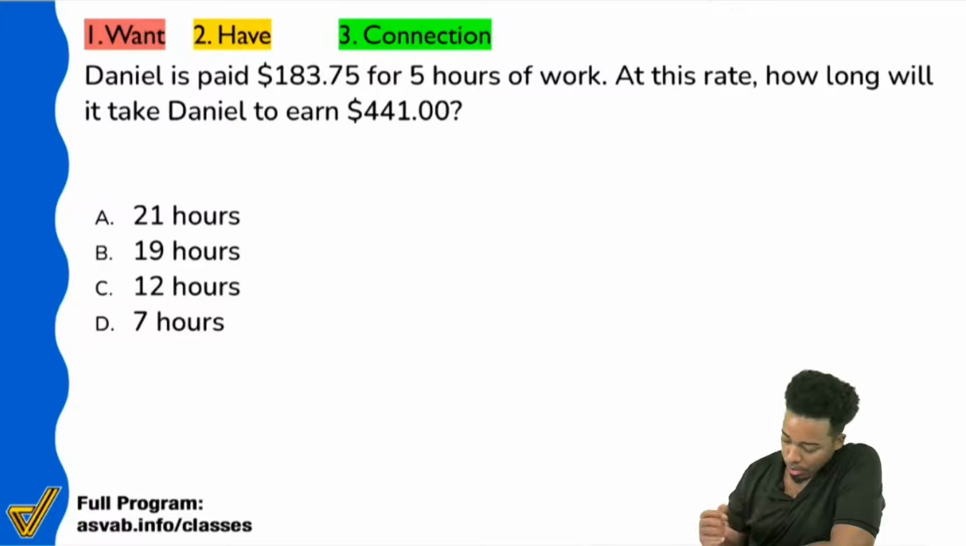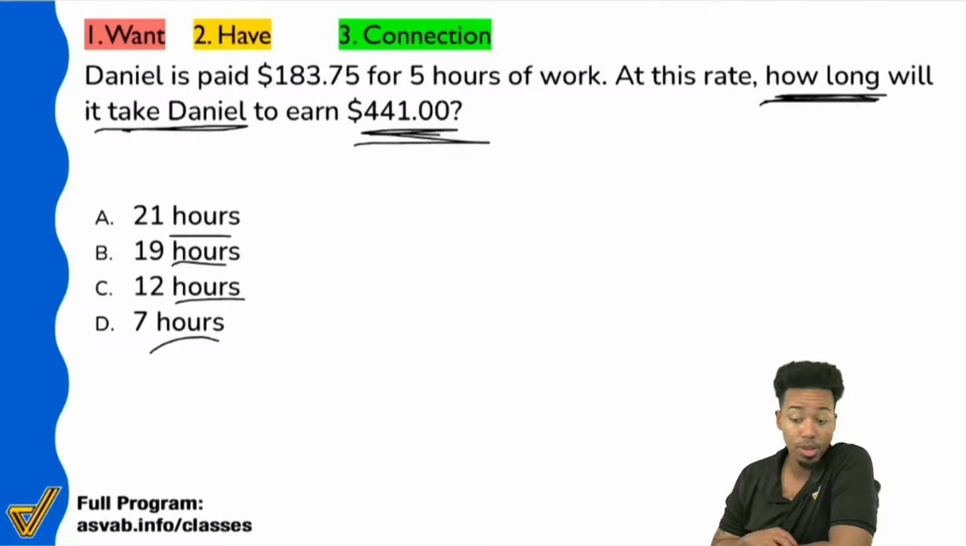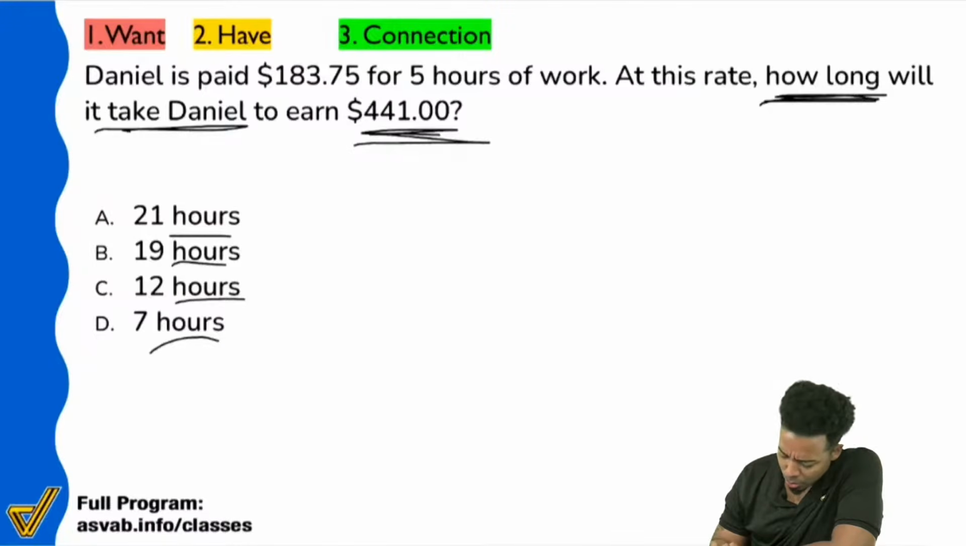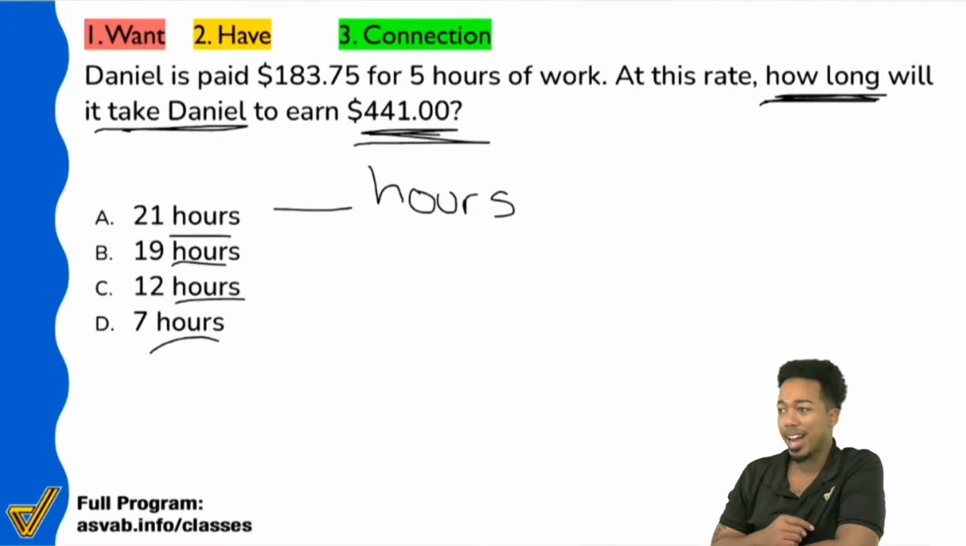So what we're looking for is how long it'll take Daniel to earn the $441. Everybody, can you agree that the how long is hours? Because if you look at the choices, all of the choices say hours. Is that fair to say? We're looking for the number of hours. I think we can start there nice and smooth. We're looking for blank hours. I'm using my finger here, so excuse the kindergarten handwriting.